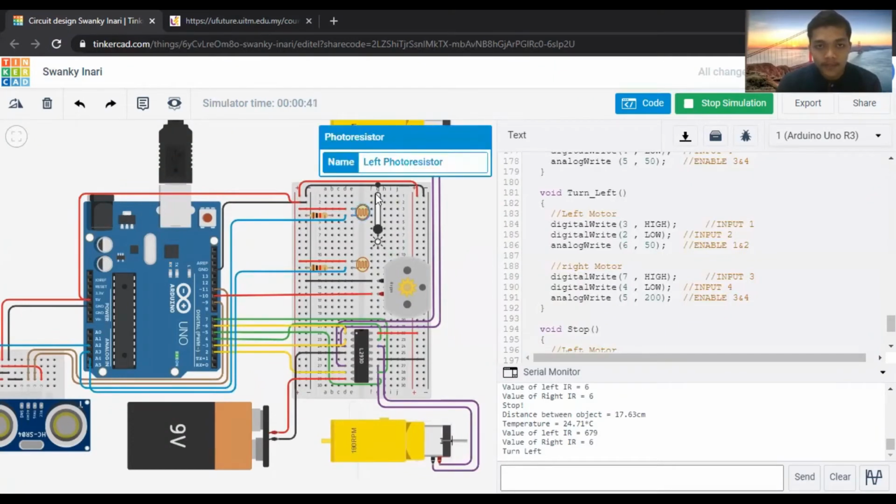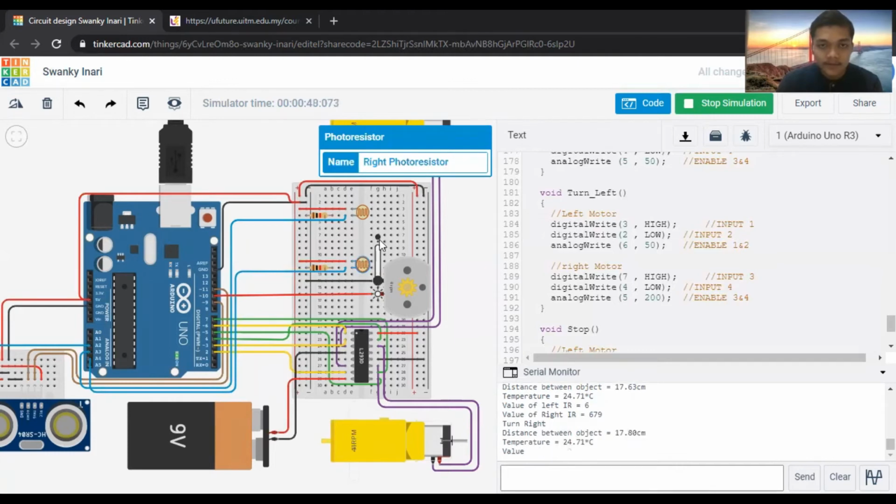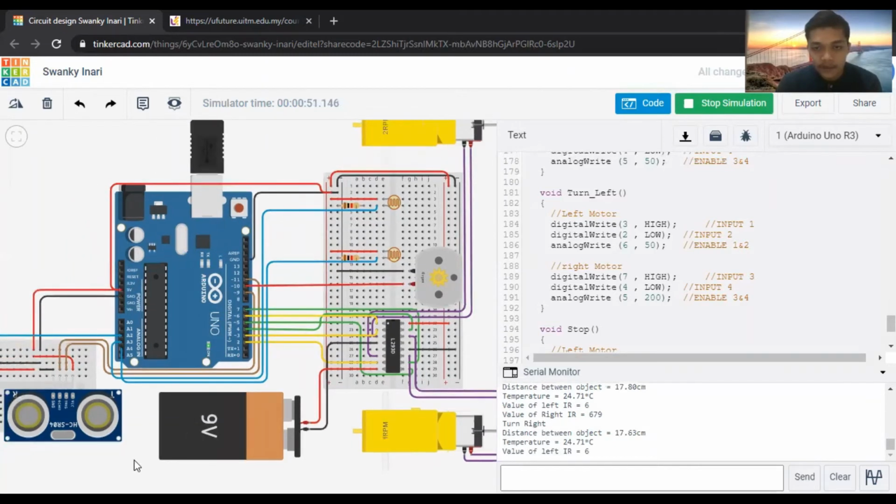So when the right photoresistor found the white line, the robot will turn to the right. So the left motor is at higher speed than the right motor. Okay, so when both photoresistors found the black line, the robot will stop.